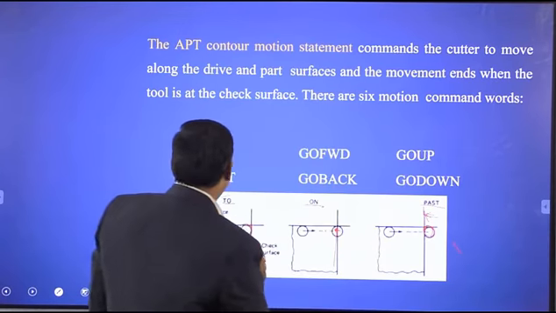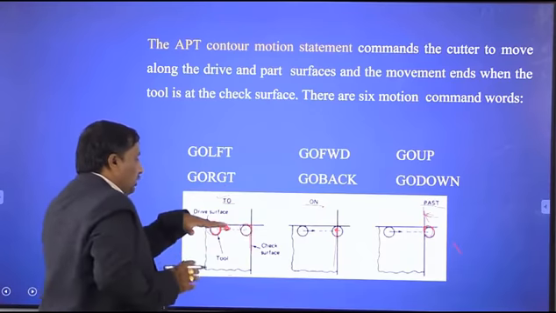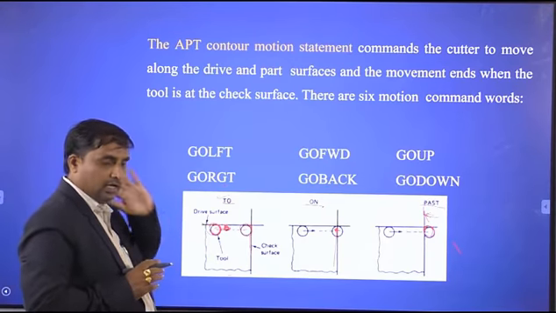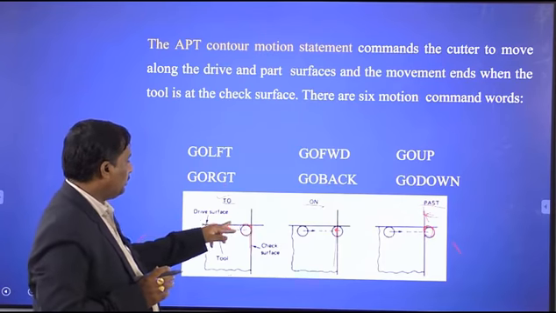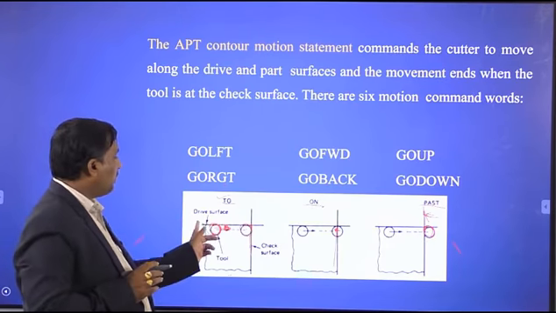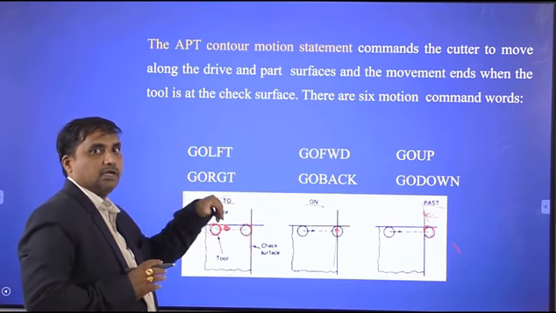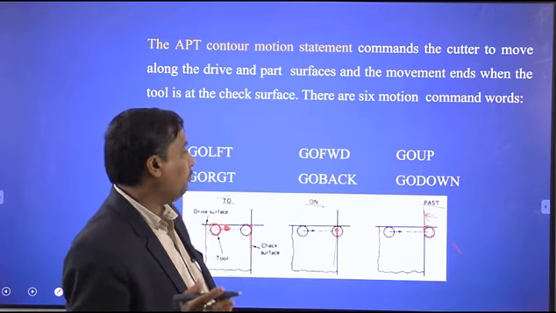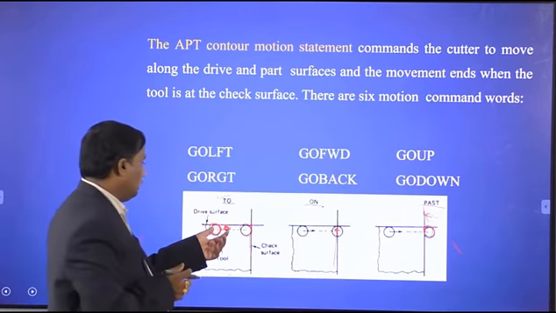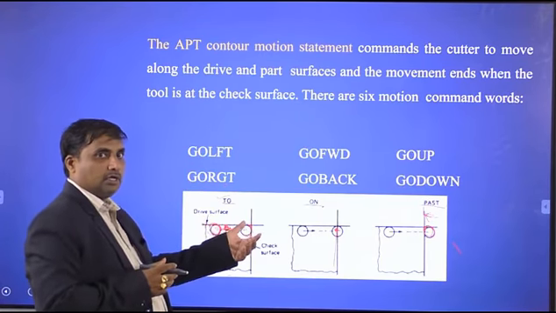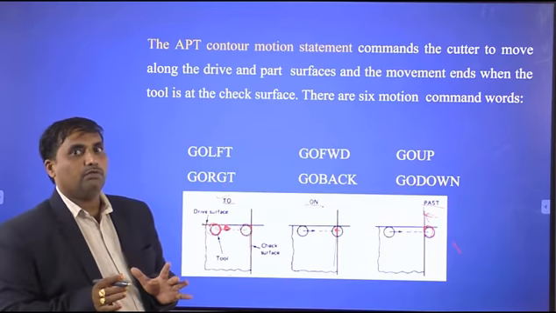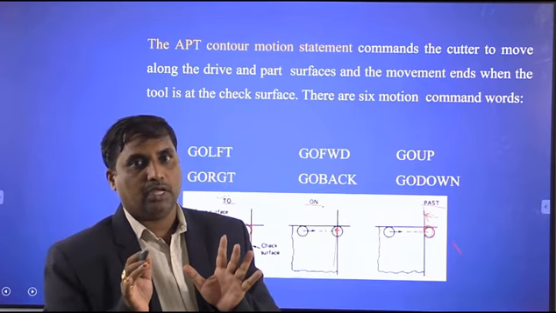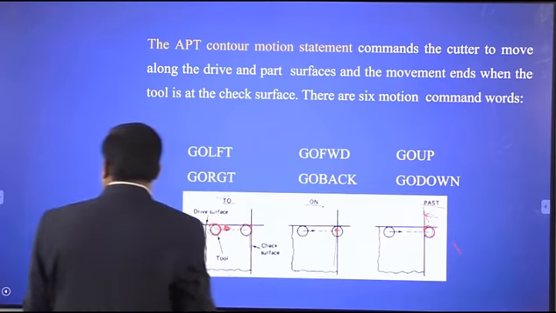Right. So this drive surface continuously guides the cutting tool movement. Here I have shown a straight line. It may be a curved line. It may be a combination of straight line and curved line, or it may be a free form surface. So whatever the shape of the drive surface, the cutting tool will follow that path. Okay, right. So next one.